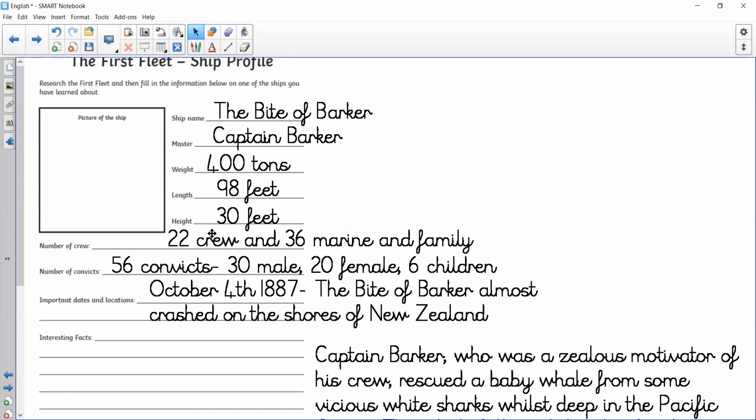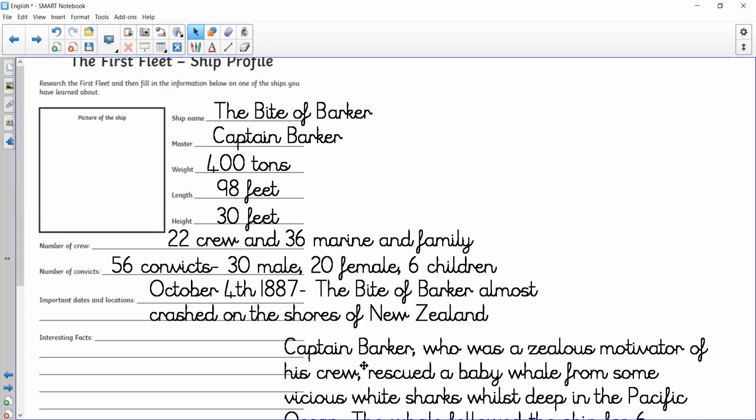I've got the weight and the height and everything, the number of crew, number of convicts on there. I've also put some children as convicts. I've also put an important date. Well, October the 4th is a very important date to me. 1987, though, not 1887. So the Bight of Barker almost crashed on the shores of New Zealand. And then interesting facts are put here.